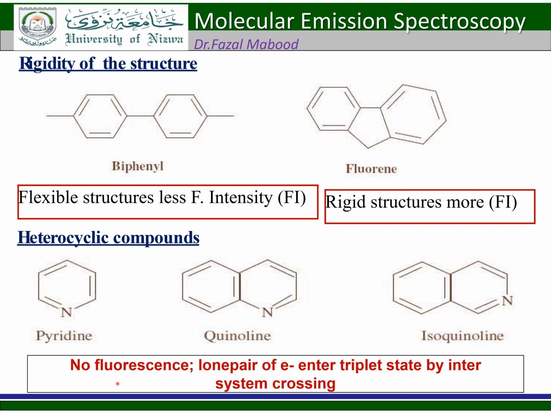Heterocyclic compounds: here you see pyridine, quinoline, isoquinoline. Here you see no fluorescence. Why? Because the lone pair of electrons enters the triplet state by intersystem crossing. In all these compounds, the system is converting from singlet to triplet, and when they convert from singlet to triplet, there will be no fluorescence.